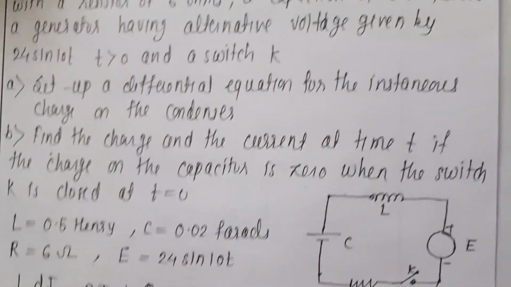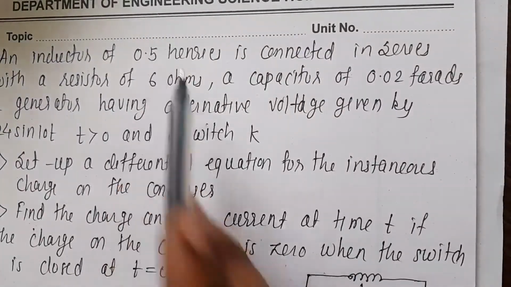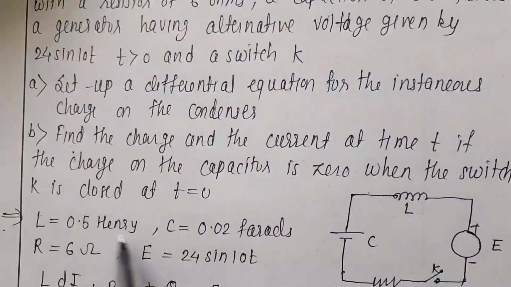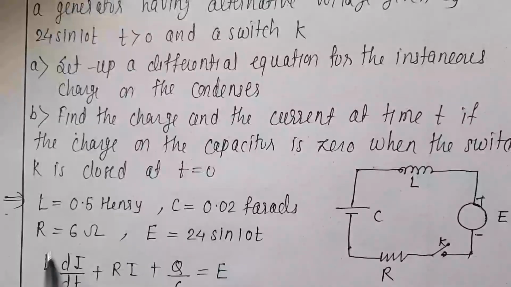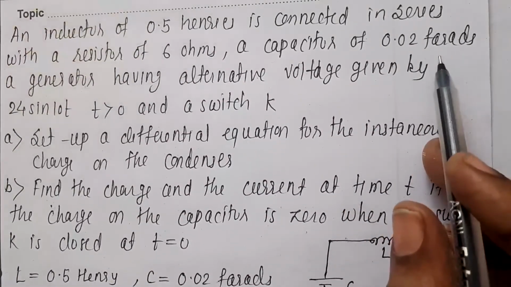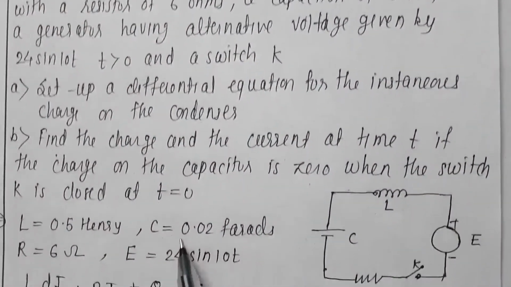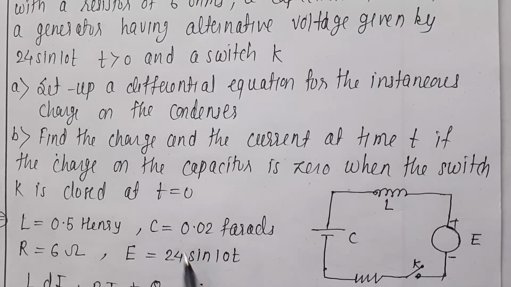So all the values are given. Inductor means L, and the L value is given as 0.5 henry. The resistor is 6 ohm, so R is equal to 6 ohm. Next, the capacitor is given as 0.02 farad, so C is equal to 0.02 farad. And the applied EMF, that is E, is given, which is 24 sin 10t.